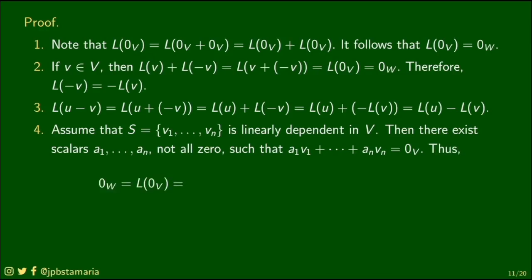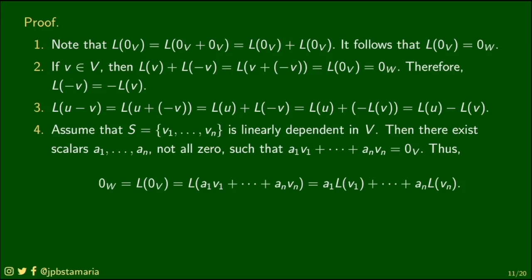Thus, when you look at the 0 vector of W, it is equal to the image of the 0 vector of V, right? And this 0 of V can be replaced by this linear combination. And because L is a linear transformation, it preserves linear combinations. That is, the image of the linear combination is the linear combination of the images.